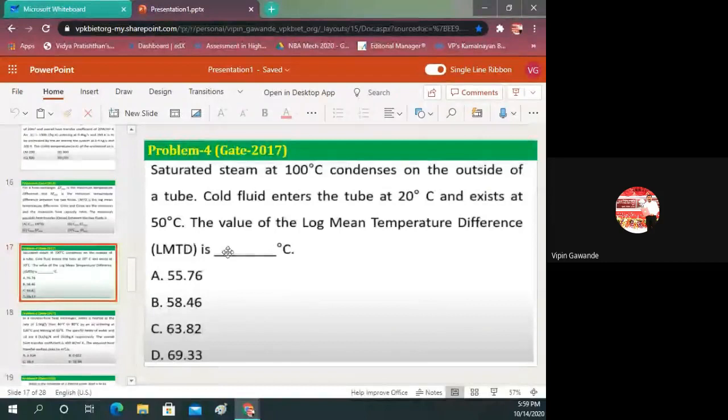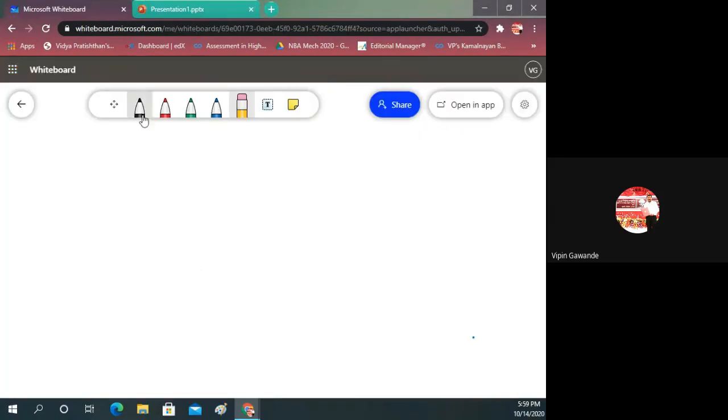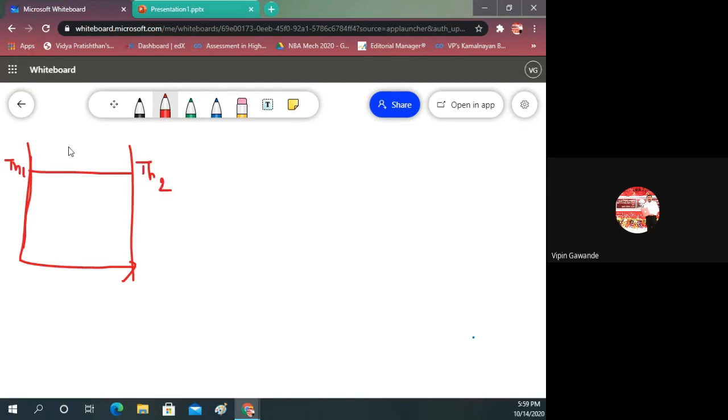Now this is another one. The saturated steam at 100°C condenses. Condenses means it is a condenser problem. Now we have seen the diagram for the condenser. In a condenser, we have steam at higher temperature. So this is TH1, this is TH2, this is our steam condenser. Steam is entering the condenser, and there is a phase change of the steam.